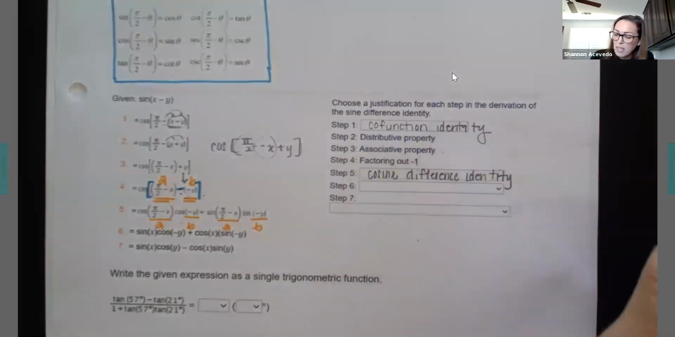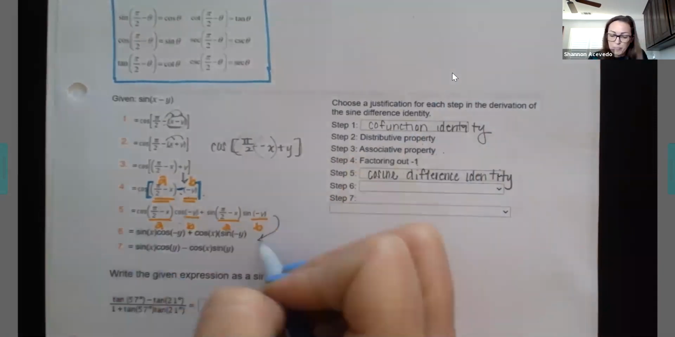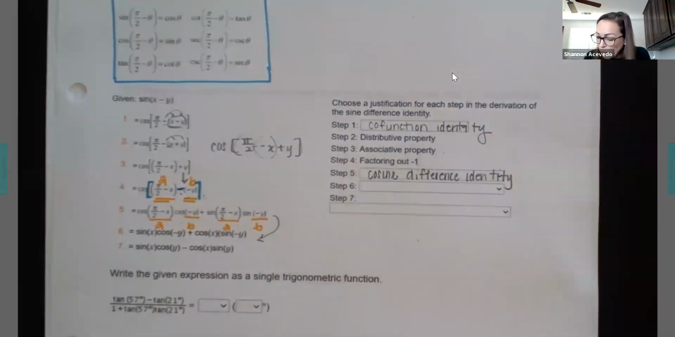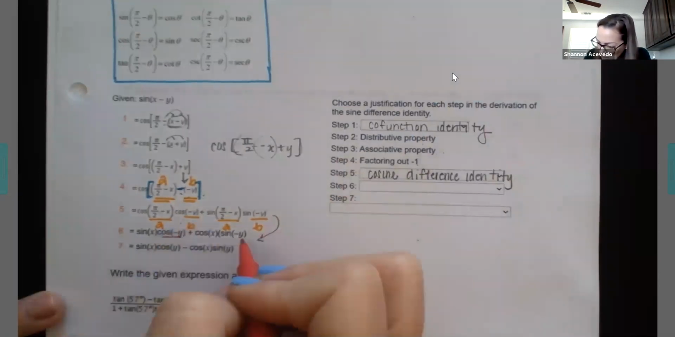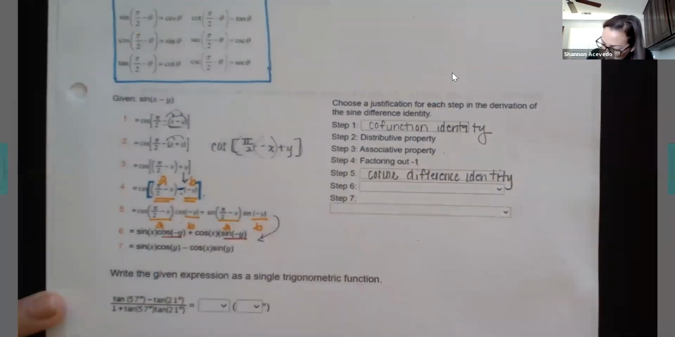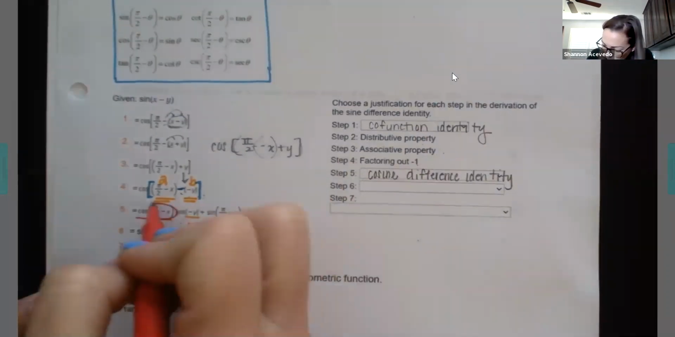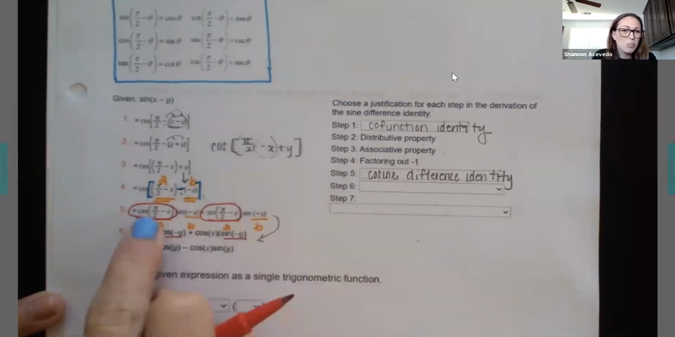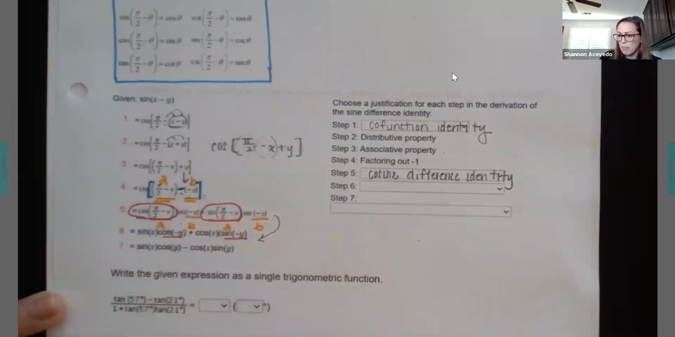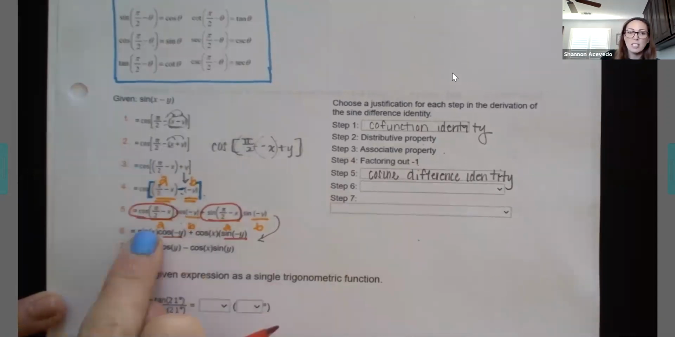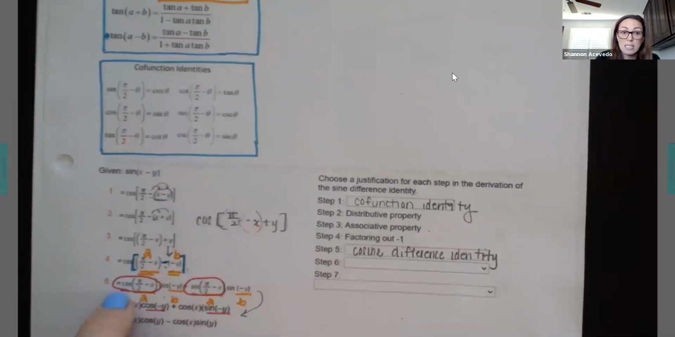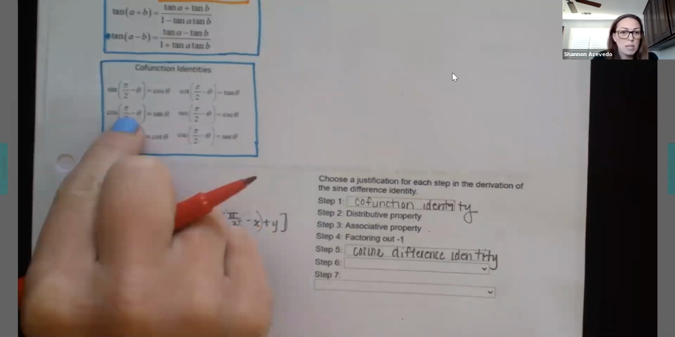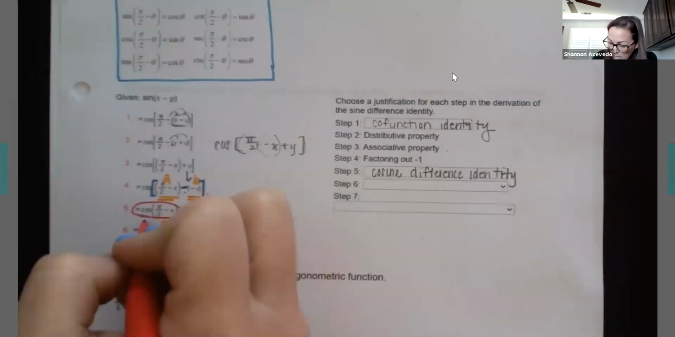So step 6, how do they go from here to here? Well, I'm looking to see, well, what's different? Well, these pieces are the same. This is the same, and this is the same, right? What's different is this whole piece and this whole piece. And remember that pi over 2 minus something, I've seen it up here, I'm seeing it here. And so those are going to be my co-function identities. So cosine of pi over 2 minus some x, some theta, some value, is going to be equal to sine. So that's where the sine came from.